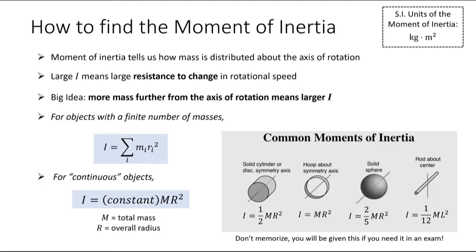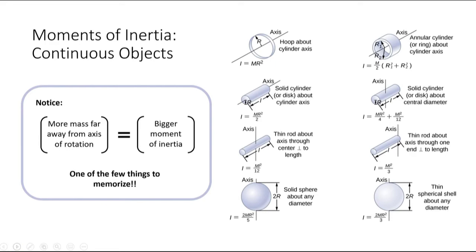All right, last note on moment of inertia here. SI units of moment of inertia: if we just look at this formula, we have mass times radius squared, so we're going to end up with kilograms times meters squared. And then I'll just repeat this key takeaway here, which is that if you have more mass far away from the axis of rotation, you're going to have a bigger moment of inertia.